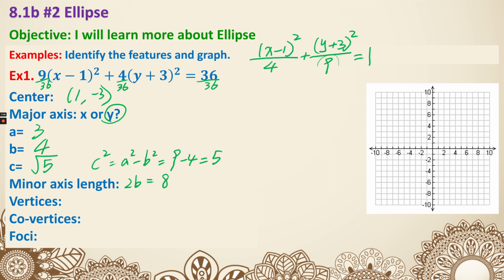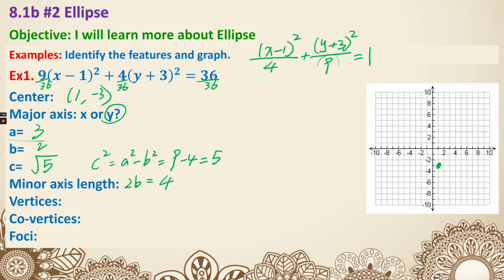After you have identified these things that are not quite related to the center, when you want to identify vertices, co-vertices, and foci, again, draw this graph. Put down the center so you can actually start counting from the center. 1, -3. A is 3, and they are vertically. Oh, actually, I wrote down the b wrong. B is the square root of 4, which is actually 2. So the minor axis length would actually be 4.